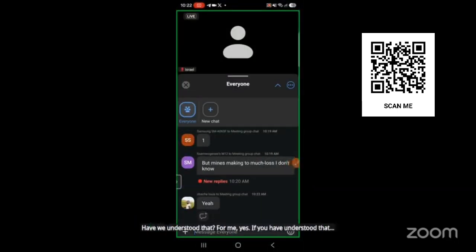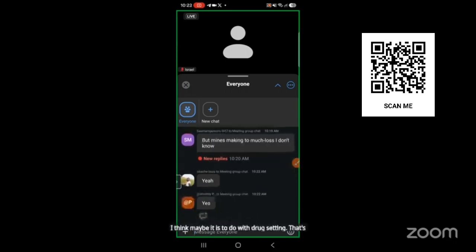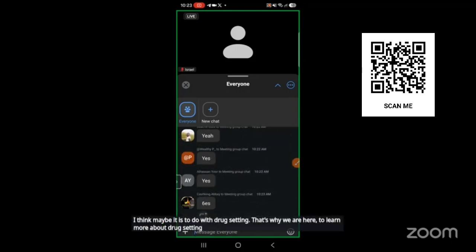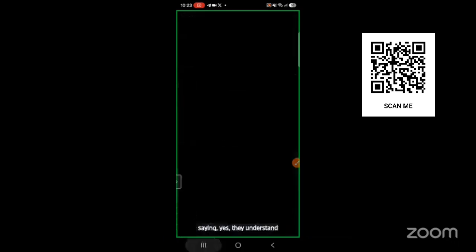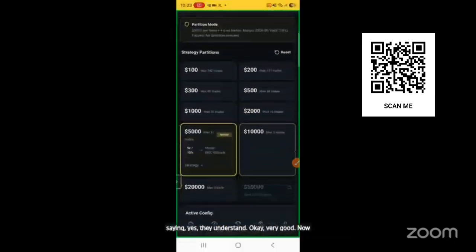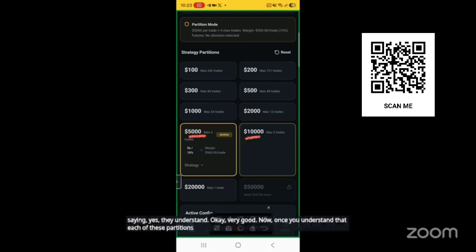Because for me, I think maybe it is to do with trade setting. That's why we are here to learn more about trade setting so that we can learn how to optimize the bot. For me, I focus on you understanding rather than just cramming. That's what I focus on. So let's see. People are saying yes, they understand. Okay, very good. Now, once you understand that each of these partitions represents how much money the bot is going to expose for you per trade, it is now upon you to choose a partition that is best suited for your capital.